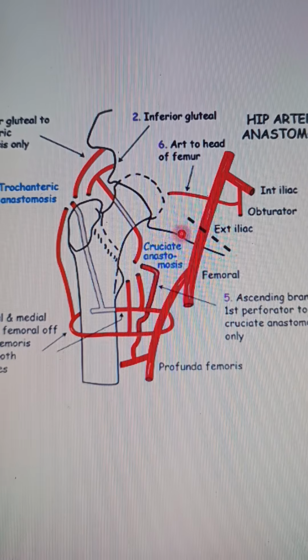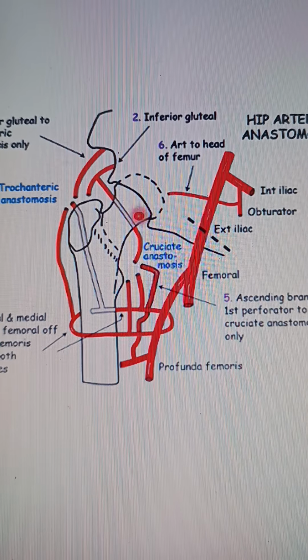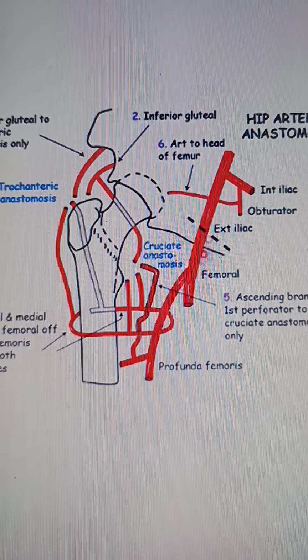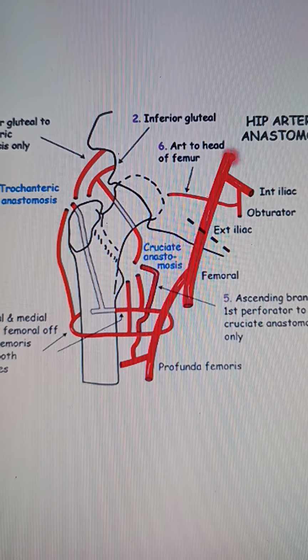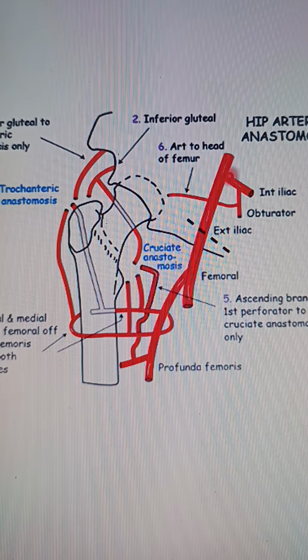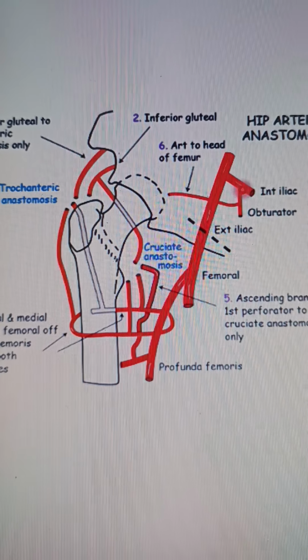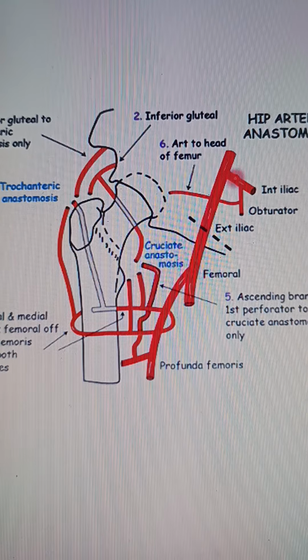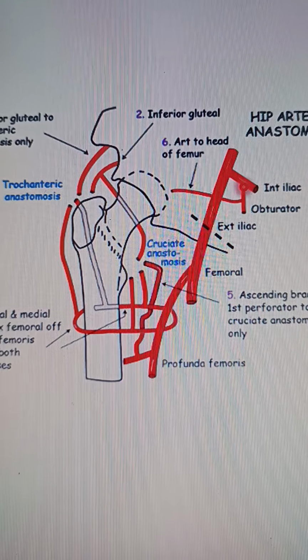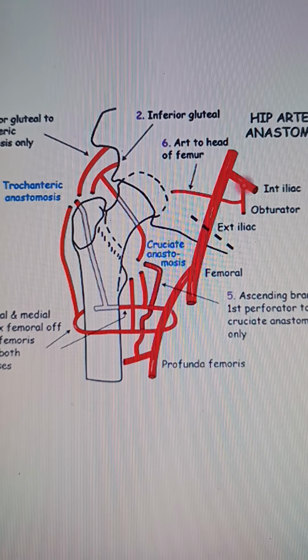Let's have a quick look at the cruciate anastomosis around the hip joint. For this, you have to track the parent arteries first. So this is a common iliac artery which gives an internal and an external branch. The internal branch goes inside. It provides three branches for anastomosis around the hip joint.